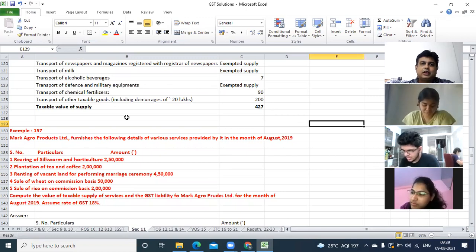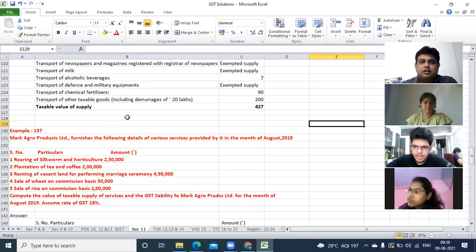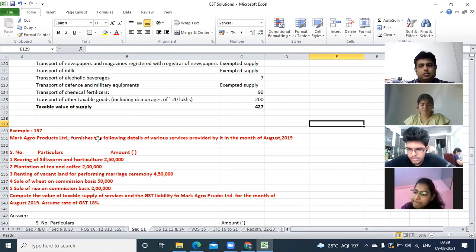So you have seen initially a few questions were based on charitable trust. Then we have seen questions based on transportation. Now we are finding a question based on agro products. So this kind of thing may be there in the questions, and accordingly you have to handle those things properly without making any errors.